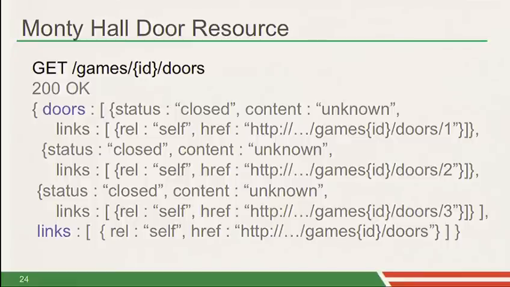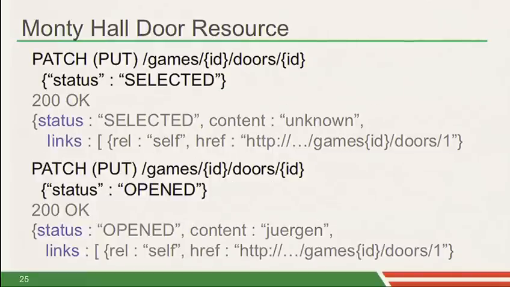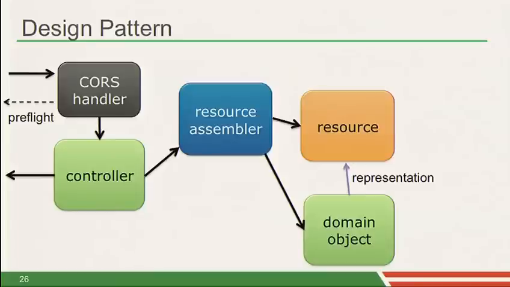If we got the doors, we'd find some nested structure containing, since we know there are always three fixed doors, the nested door information, and again a bunch of links. To change the state of a door to make our selection, we're going to do a PATCH, or actually in this case a PUT, to /games/{id}/doors/{id} with the desired status. And all being well, we'll get back a 200 OK. We might get some other codes. That's the basic flow of our REST API. Fairly straightforward.